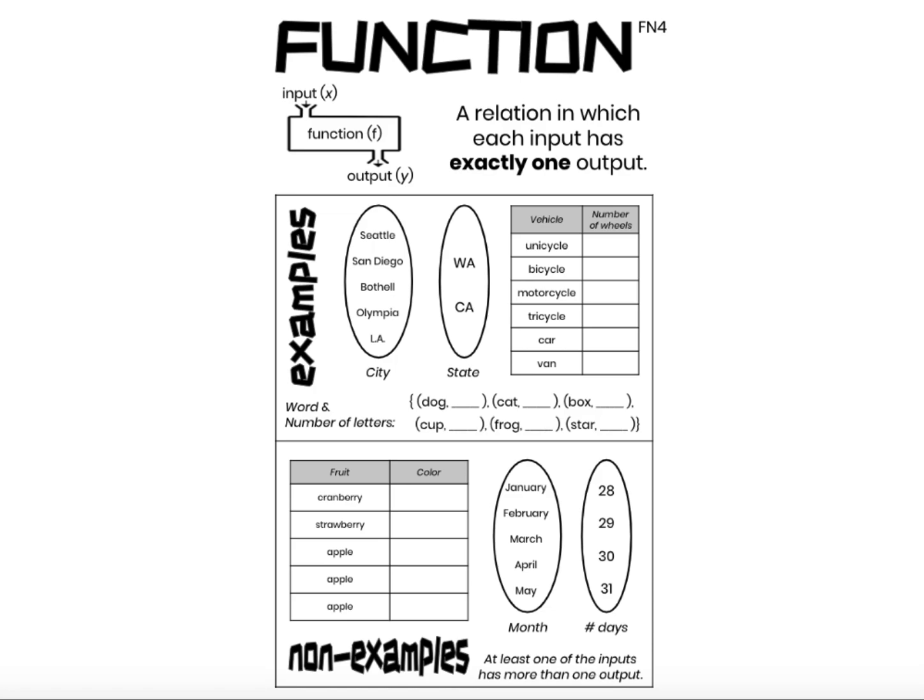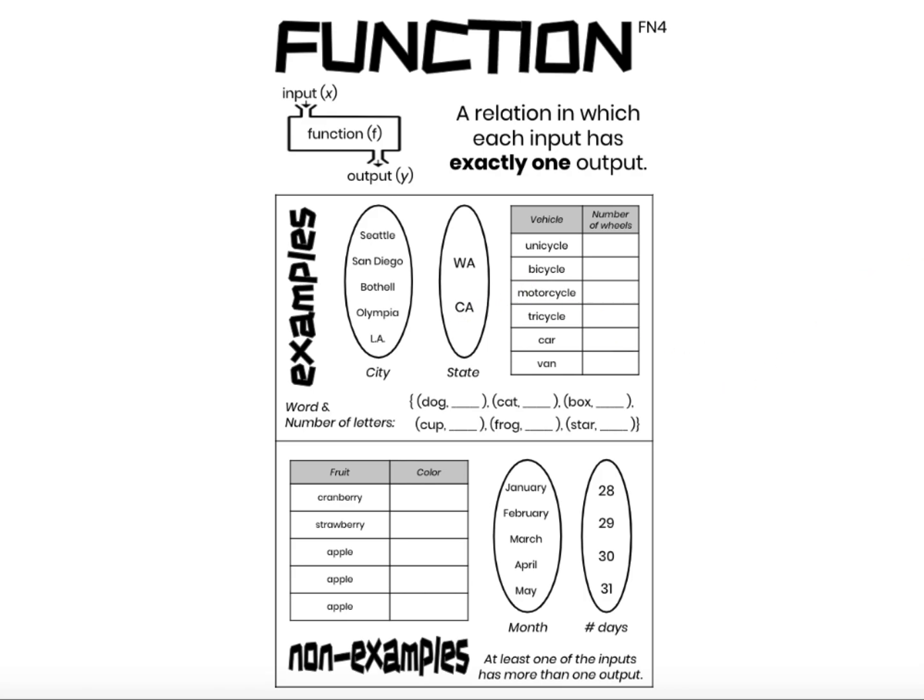So far in this unit, we have been talking about the idea of a relation. A relation is a relationship between two variables, an independent and a dependent variable, an x and a y. In this toolkit, we're looking at a special type of relation, a relation called a function. And a function is a relation in which each input has exactly one output.